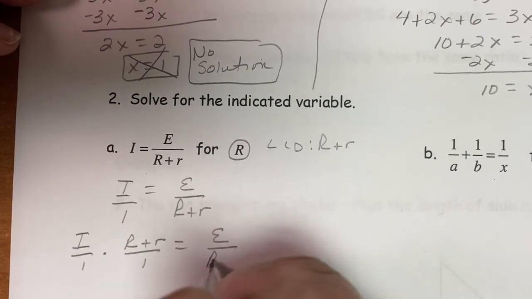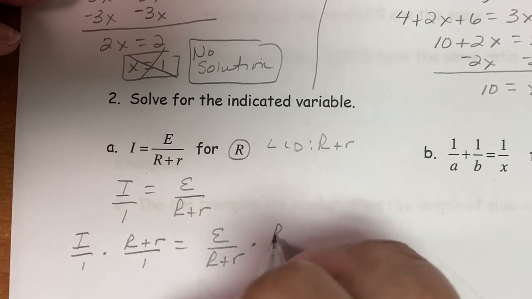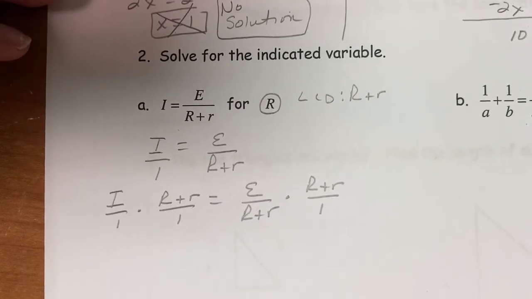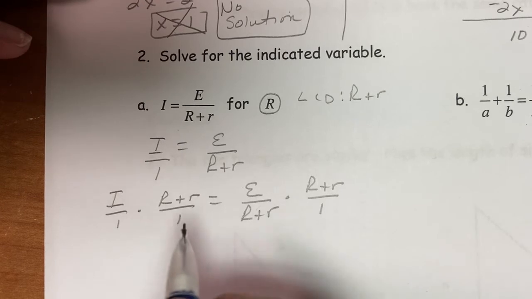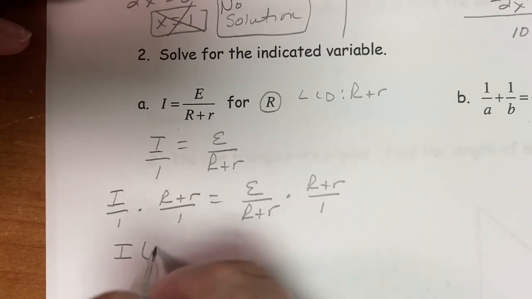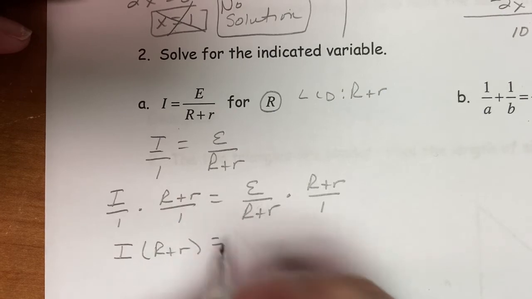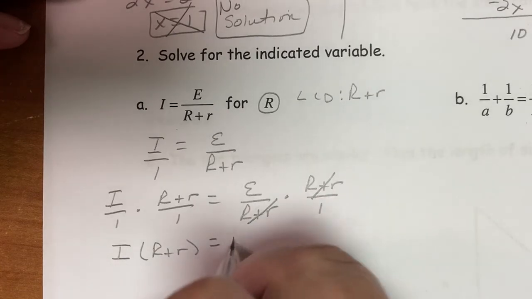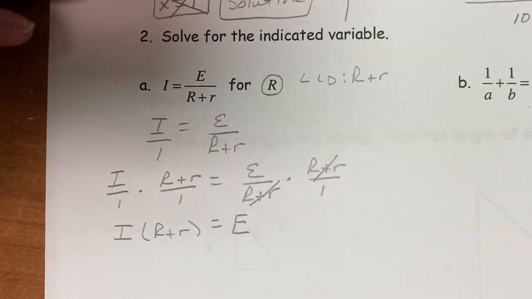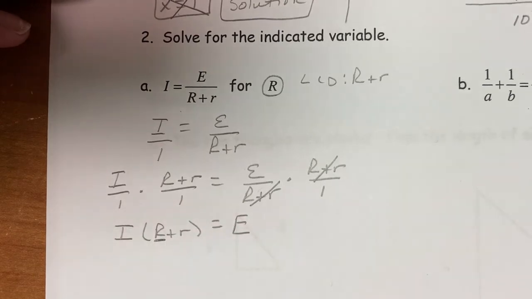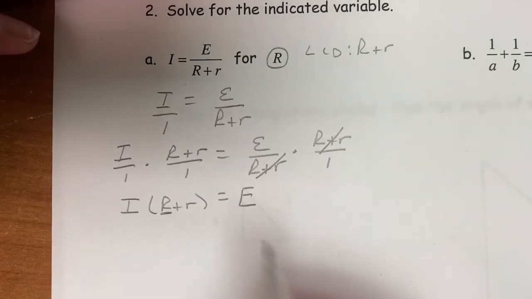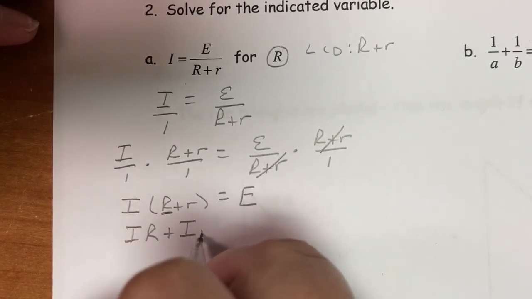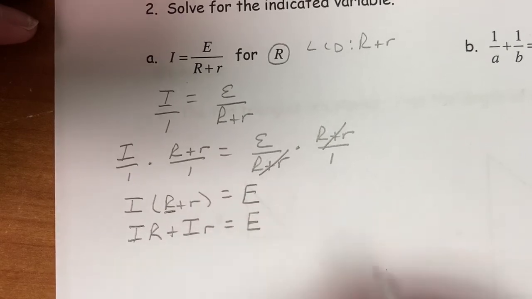And then I'm going to take the right-hand side, or the second fraction, and multiply it by capital R plus lowercase r over 1. So just the same thing we were doing before. On the left-hand side, nothing cancels, so I'm left with I times R plus r is equal to. On the right-hand side, the R plus r's cancel, and I'm left with simply an E. So now again, I'm trying to get this R alone on one side. Well, I'm going to distribute. So I R plus I little r is equal to E.